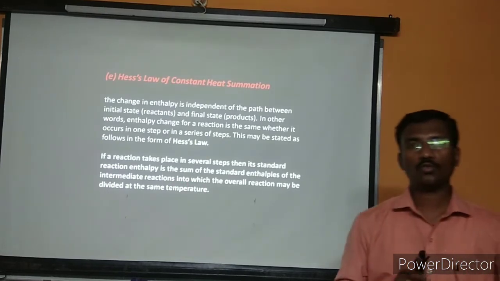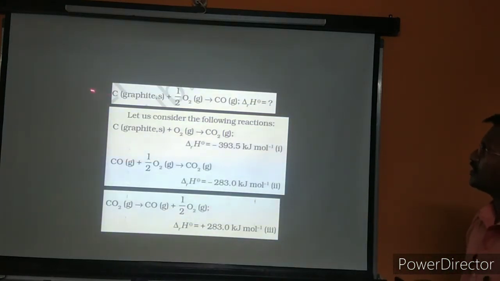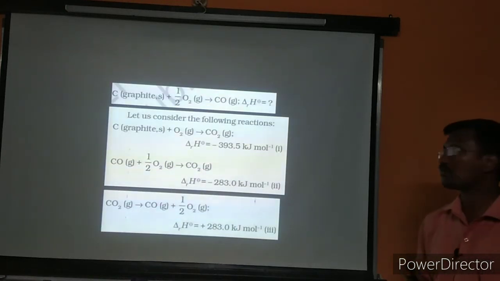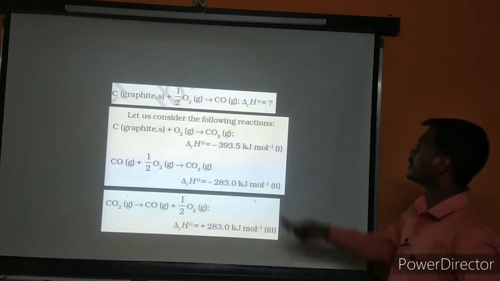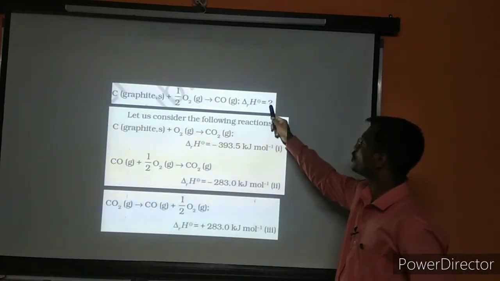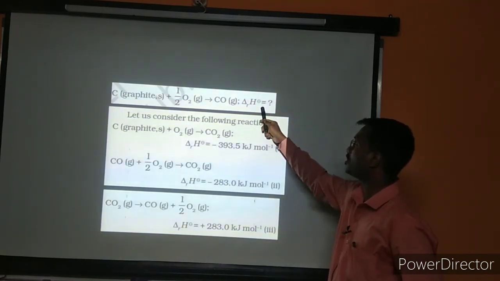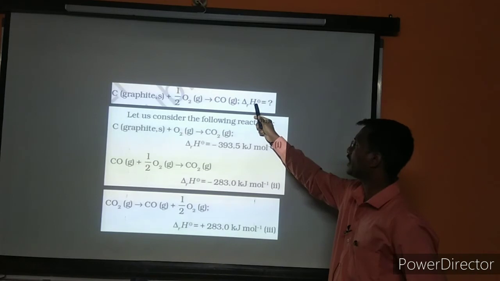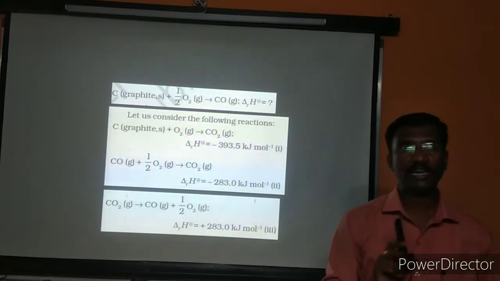Here we take one example. Think that carbon reacts with half of an oxygen to give carbon monoxide. CO is nothing but carbon monoxide. Here we don't know what the heat exchange is in this reaction. It is a question mark. How is it possible to determine the enthalpy of the reaction when carbon reacts with oxygen to give only carbon monoxide?